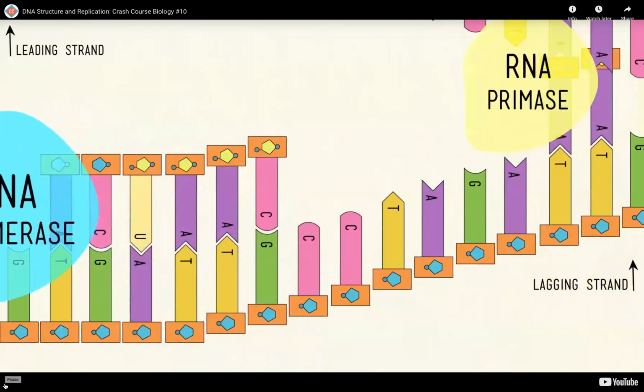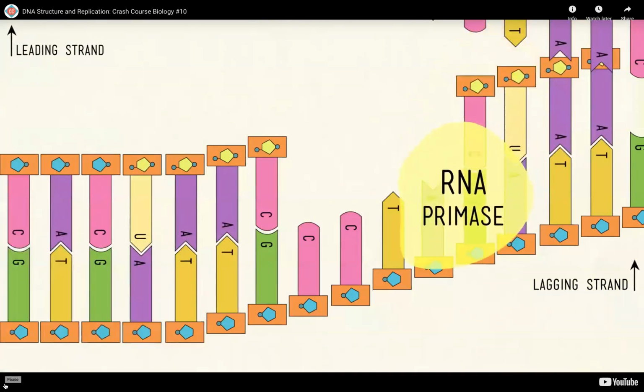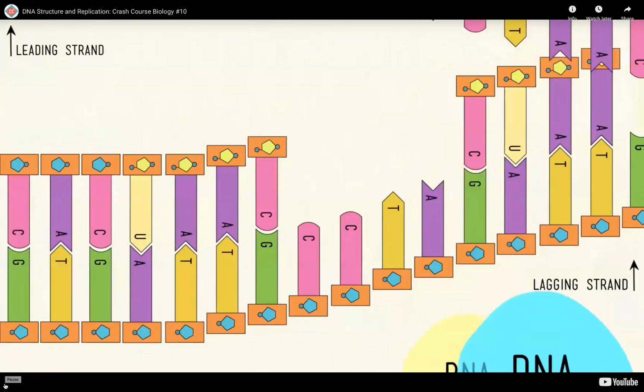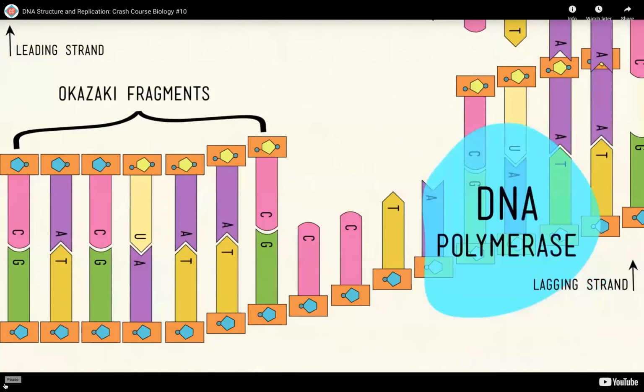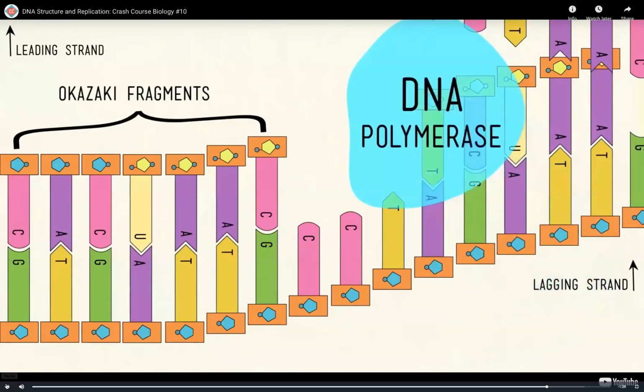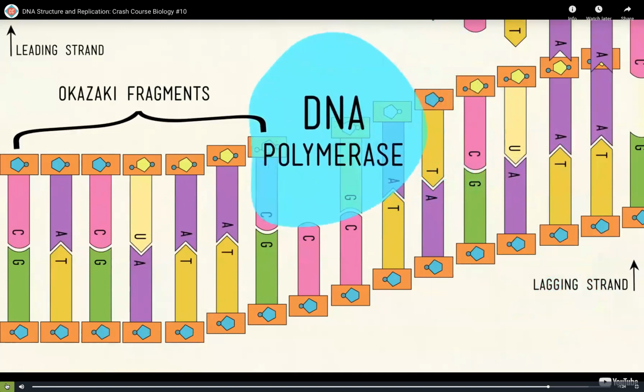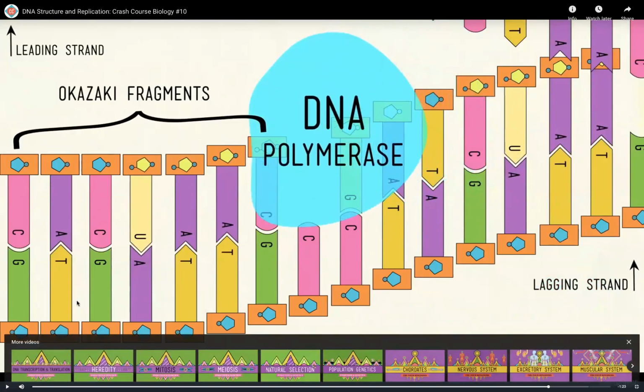This is done in a ton of individual segments, each 1,000 to 2,000 base pairs long, each starting with an RNA primer. They're called Okazaki fragments, after the married couple of scientists who discovered this step in the process. Okay, so you can now see, let's look at the other picture previously.